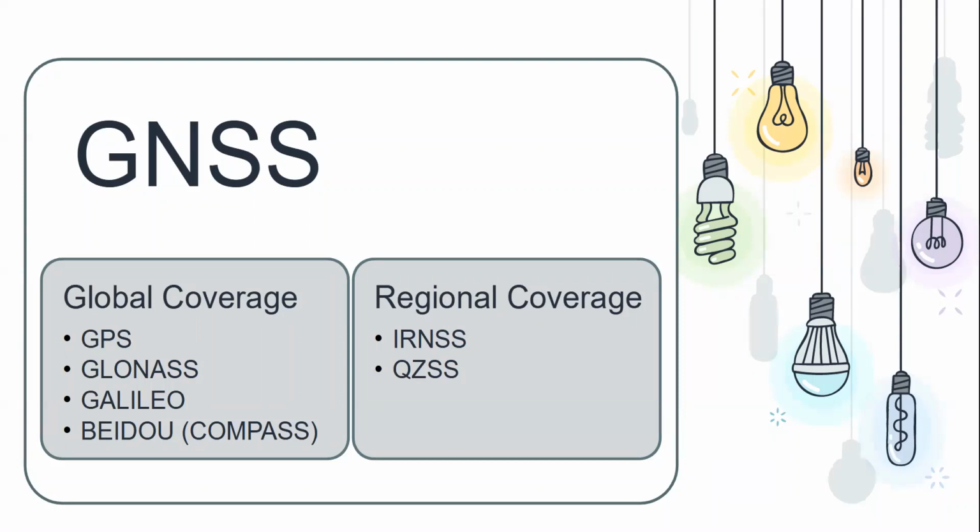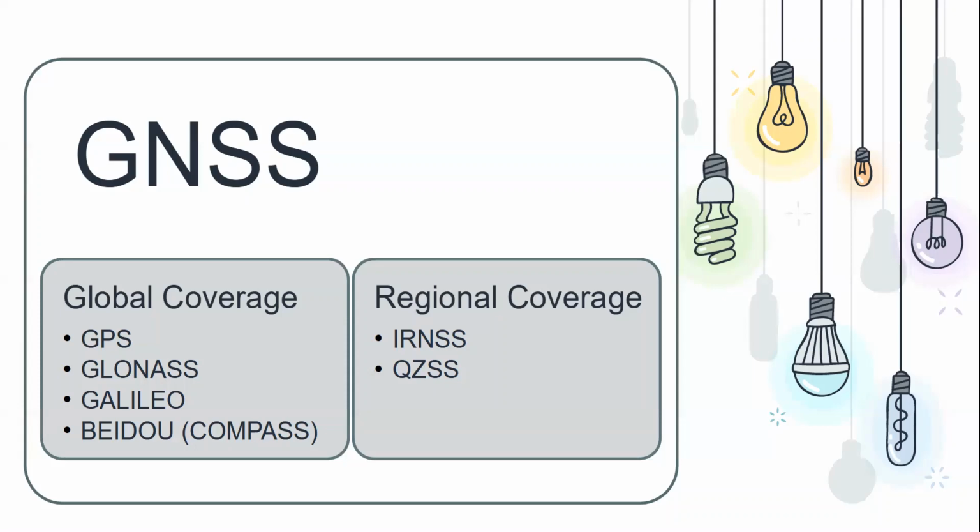GNSS is broadly classified into two based on its coverage. The regional coverage consists of two GNSS, which is IRNSS and QZSS. IRNSS stands for Indian Regional Navigation Satellite System, which is also called as NAVIC nowadays. And the other one is from Japan, which is called Quasi-Zenith Satellite System. The four global coverage GNSS are GPS, which is Global Positioning System from USA, GLONASS from Russia, Galileo from Europe, and BeiDou or Compass from China.